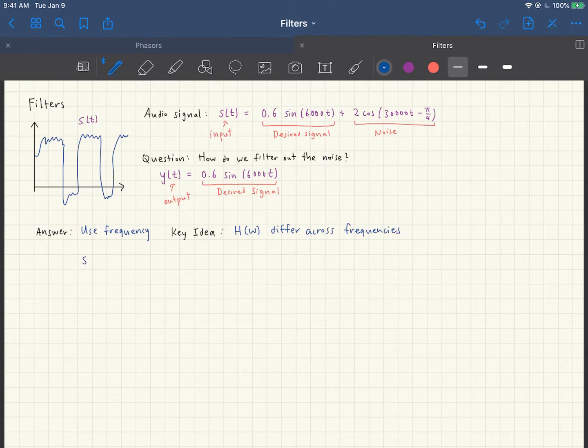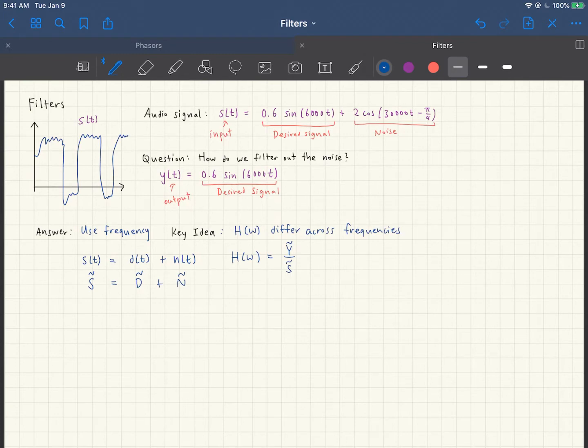So right now we have S of t, the audio signal, as a sum of the desired signal d of t plus n of t. So I'm going to call this d of t, I'm going to call this n of t. Now if I take the phasor transform, I'm going to get s tilde is equal to d tilde plus n tilde. Now I'm going to define h of omega as our transfer function as y tilde over s tilde. Remember that y is our output audio signal, the one we want, and s is the input with the noise.